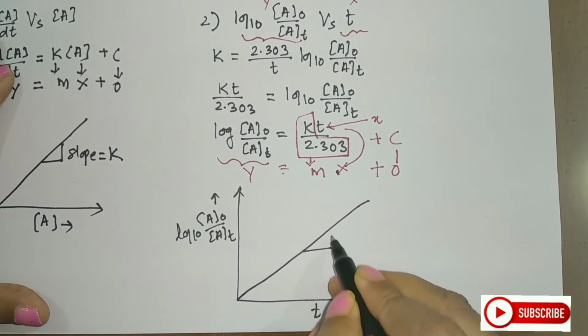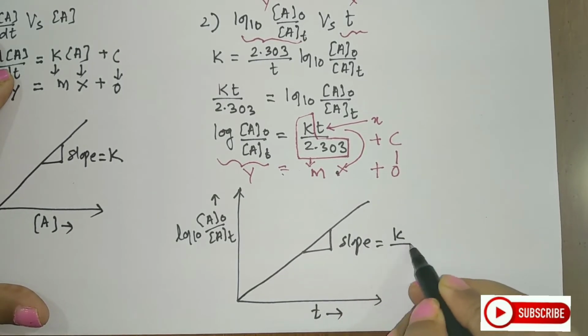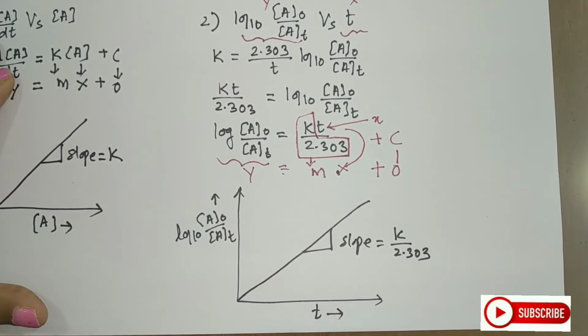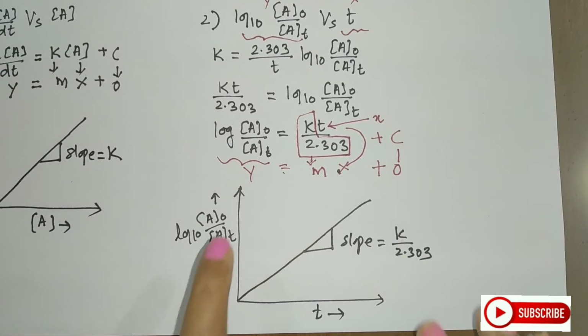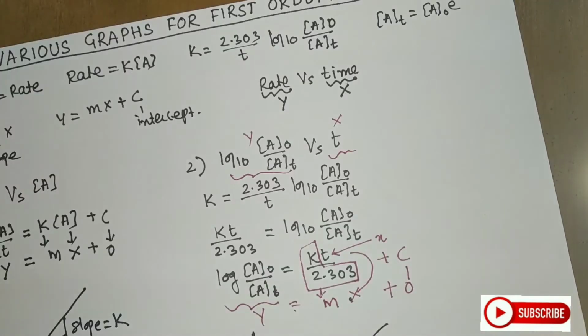And what will be the slope? So slope is equal to k by 2.303. So this is the graph for this given equation. Let us try a few more. So you can do the next one simultaneously with me.